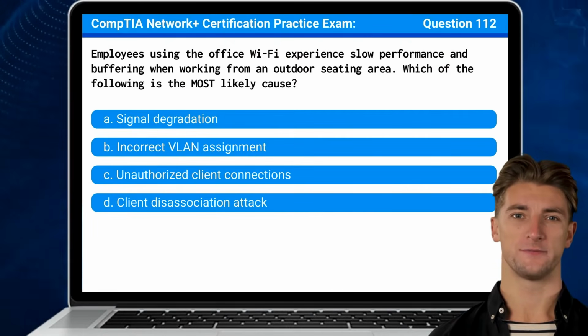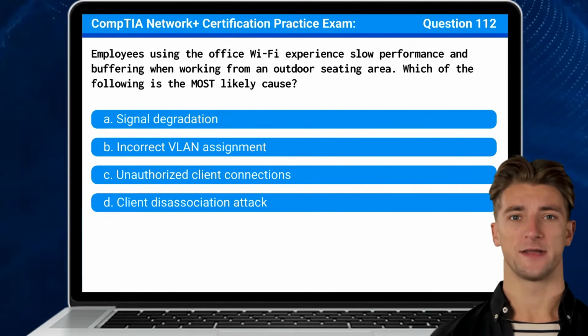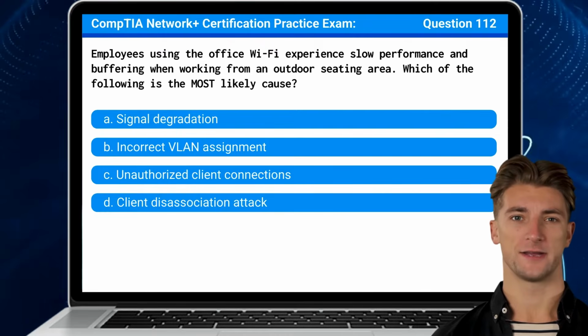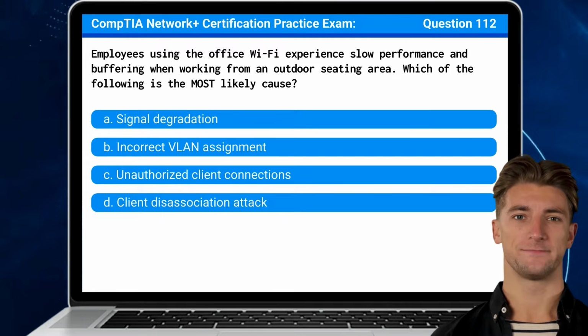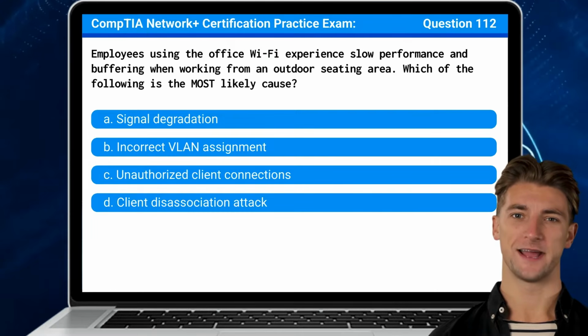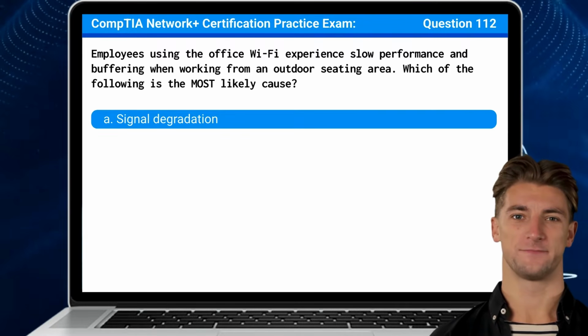Question 112. Employees using the office Wi-Fi experience slow performance and buffering when working from an outdoor seating area. Which of the following is the most likely cause? The answer is A. Signal degradation.